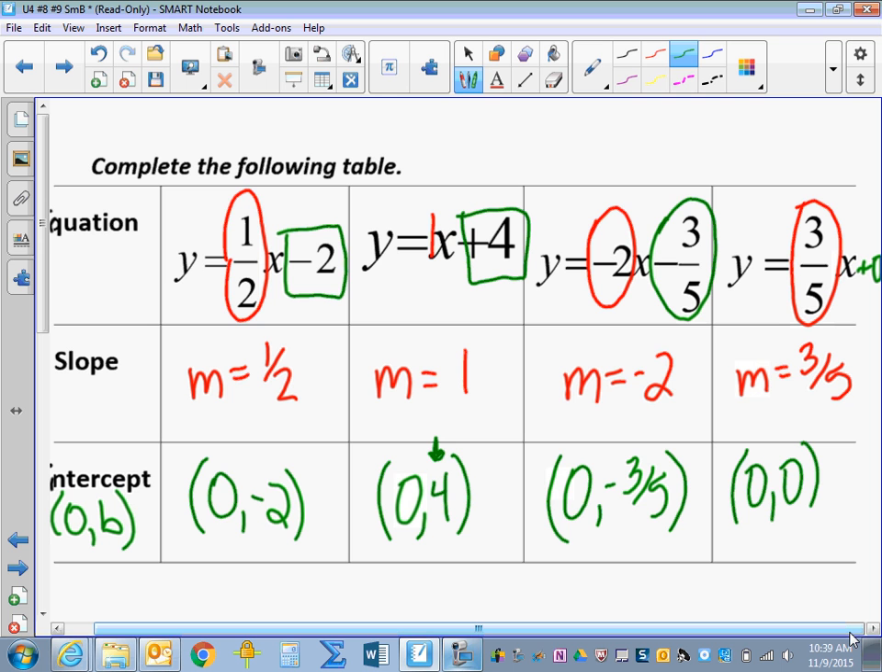What is this called on my graph? Where is this on my graph? The center. What's the name for that? The origin. Good. 0, 0 is at my origin. All right, questions on this? That's 0, 0.